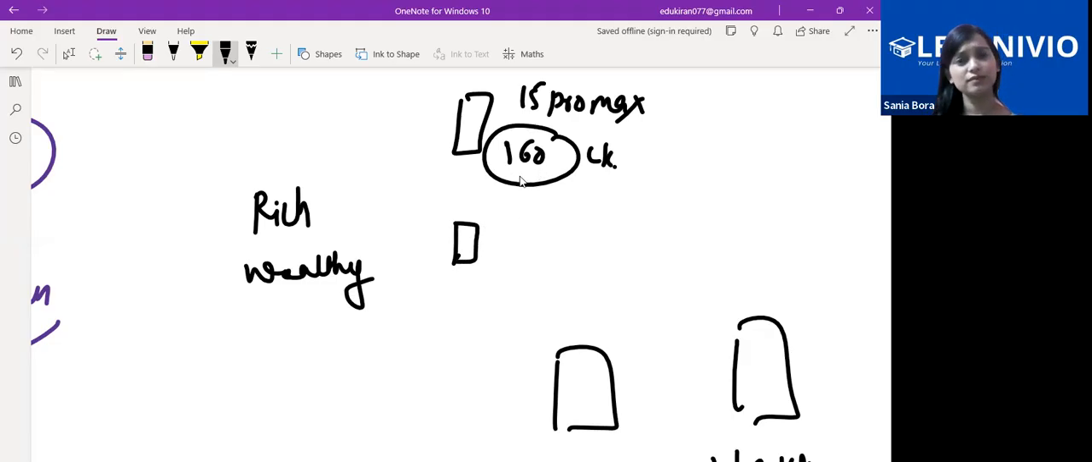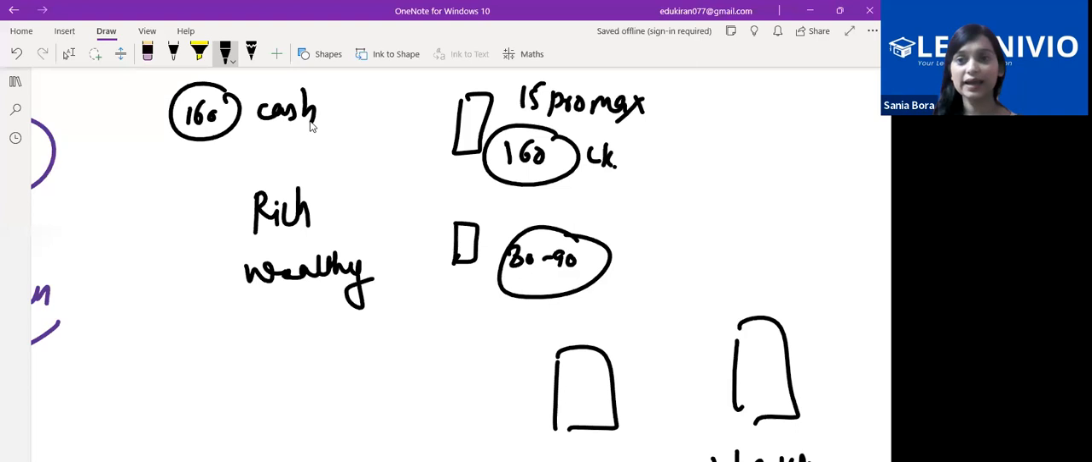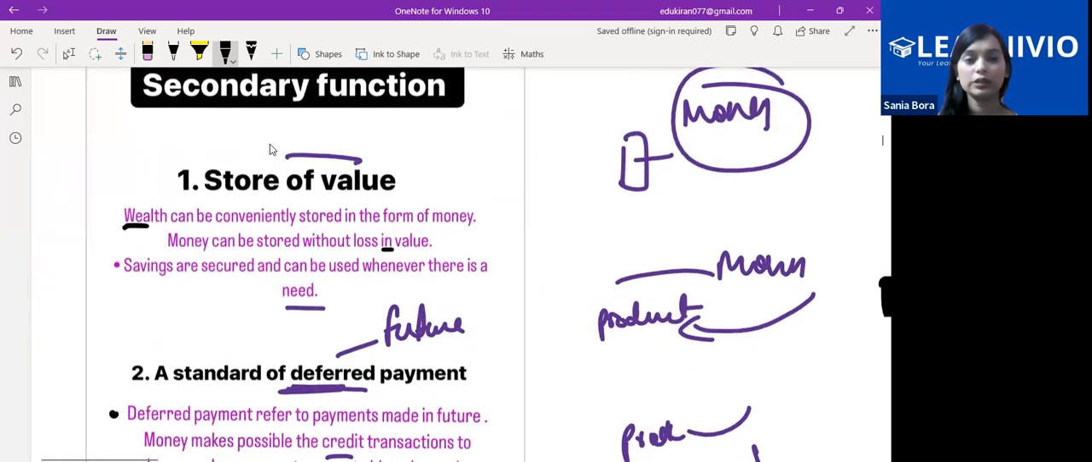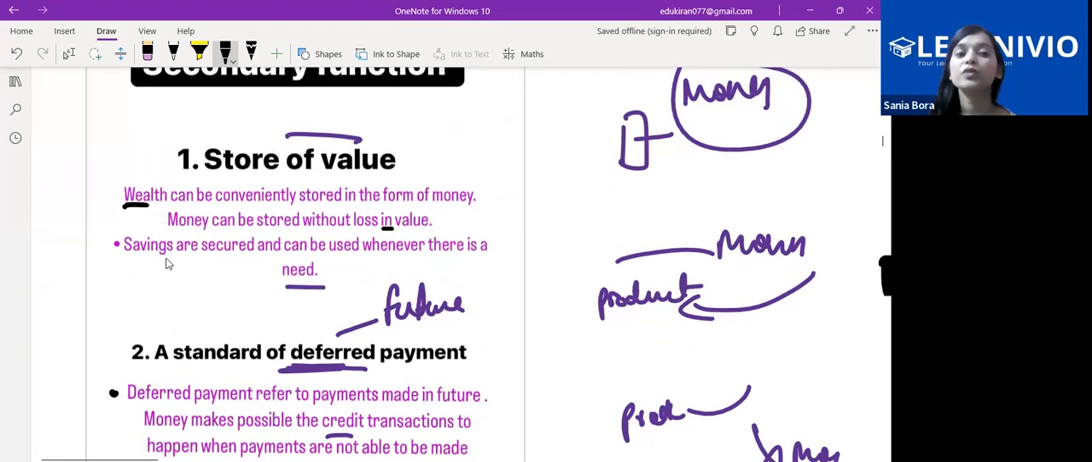No, ma'am. We will get less. You will get maybe 80, 90 like this. But in case you had stored 160 as cash, you would have got the same 160 cash. It won't be degraded, right? So money can be conveniently stored without loss in its value. See, over here the value has been lost, but with money there is no loss in value. So savings are secured and can be used whenever there is a need.